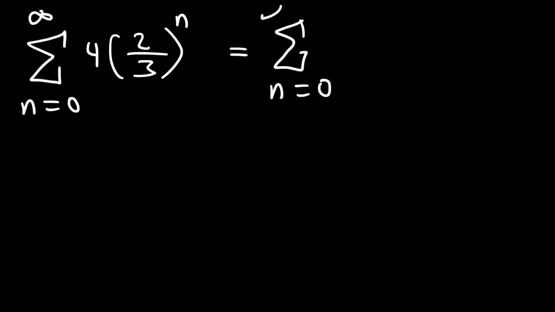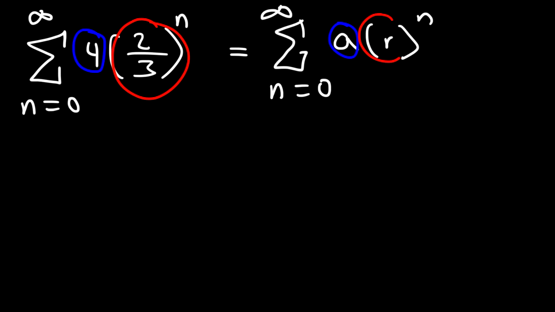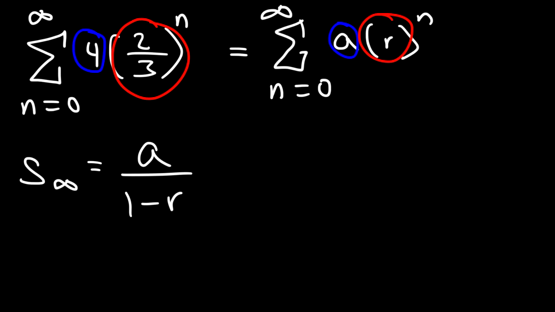First, we need to identify a and r. What's a and r in this problem? We can see that a is 4, and r is the stuff that's raised to the n power, so that's 2/3. Using the formula, the infinite sum is going to be a divided by 1 minus r. So a is 4, r is 2/3.